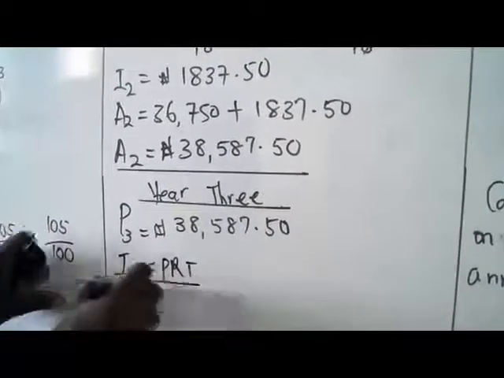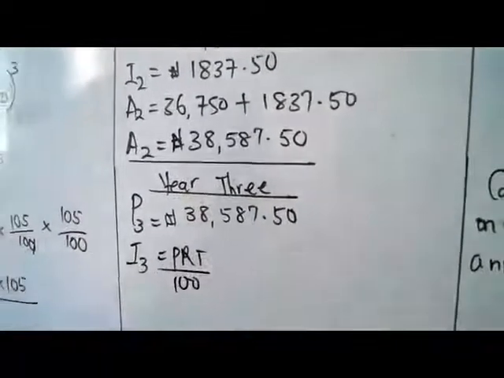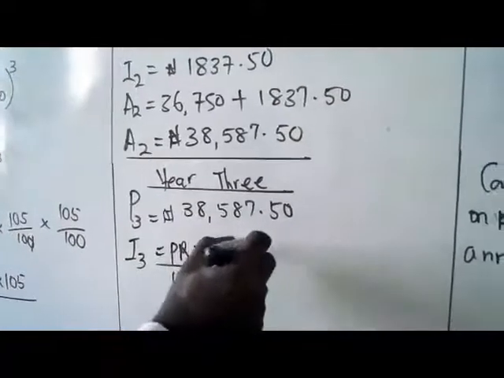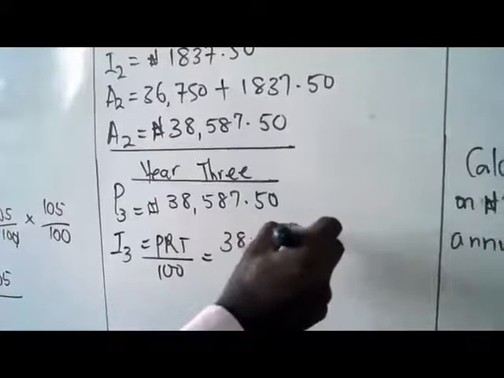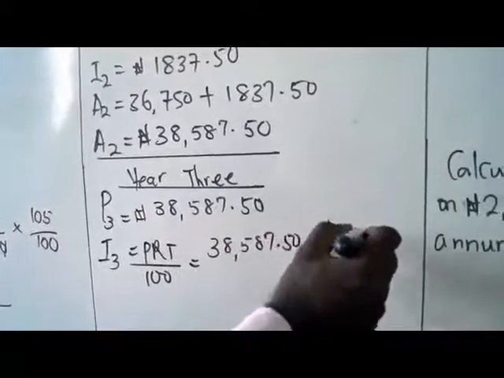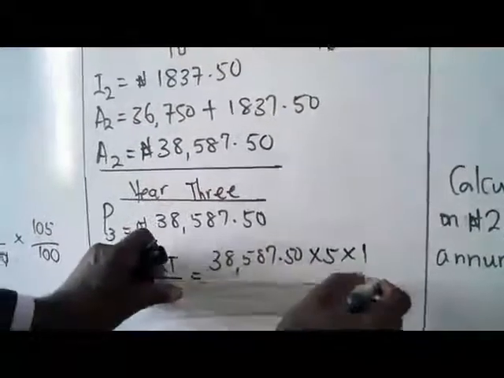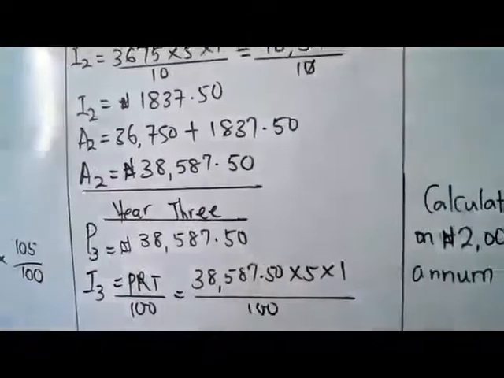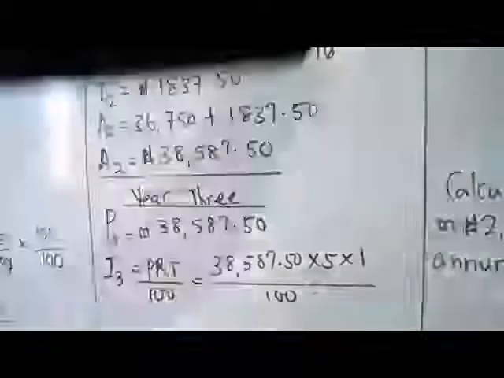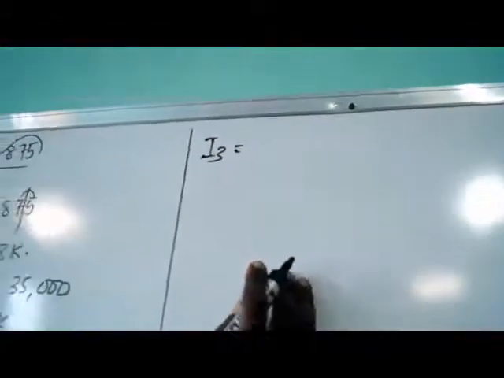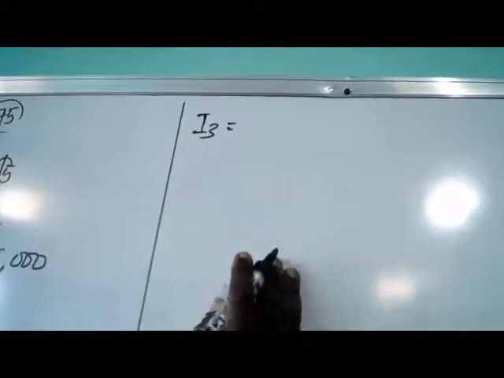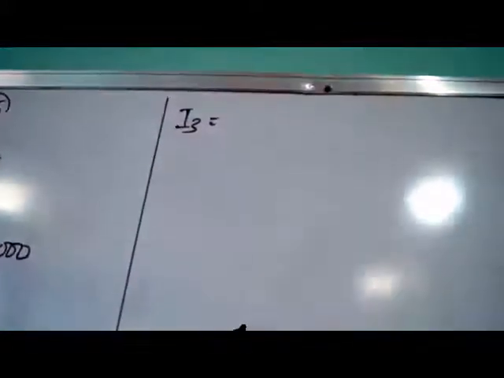your PRT over 100, right? So your new principal is 38,587.50 times 5, your rate, times 1, and then we divide by 100, right? So let's go to the next page to see this. Your new interest at the end of year 3, if you look at it here, I will have to find the product. I will not want to divide here.